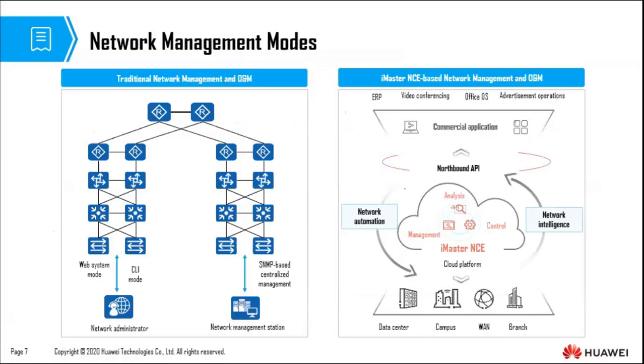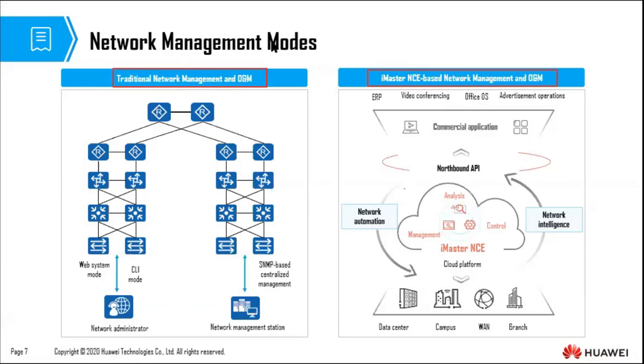Now we have two network management modes. The first one is called traditional network management. The other one is whereby we use a centralized and specialized device to manage the network. So this centralized device, Huawei have a product called iMaster NCE. So we have traditional and we have that. So you need to understand both of them.